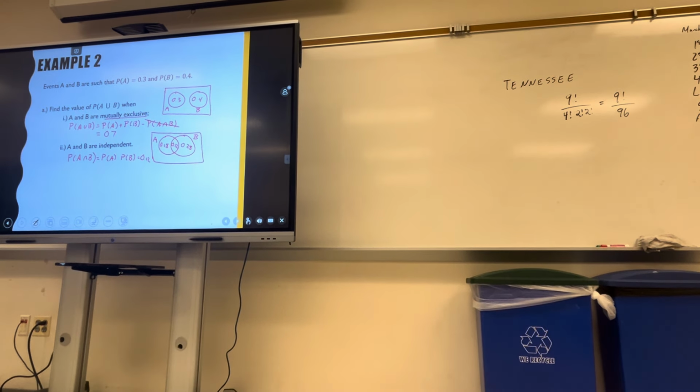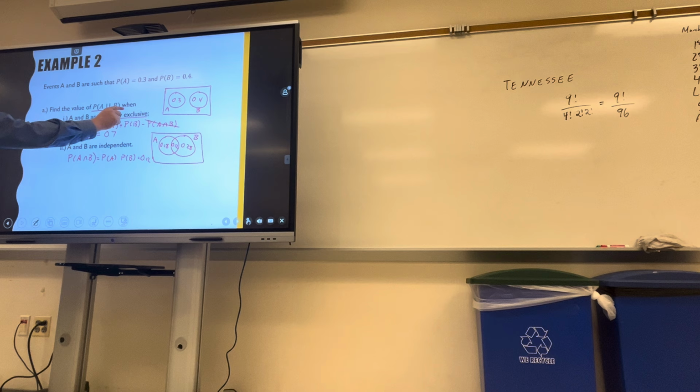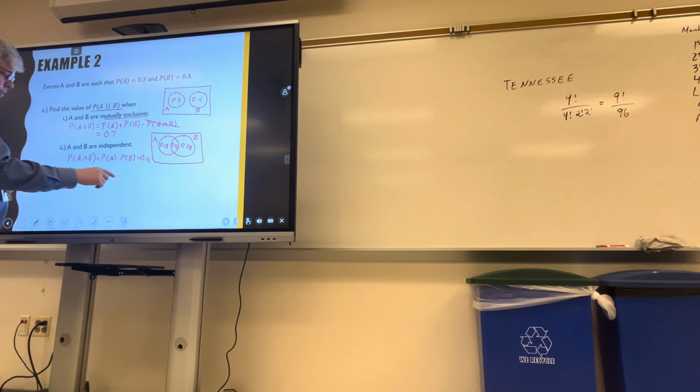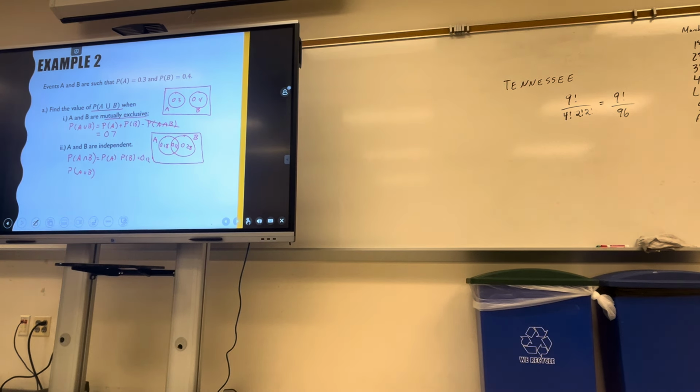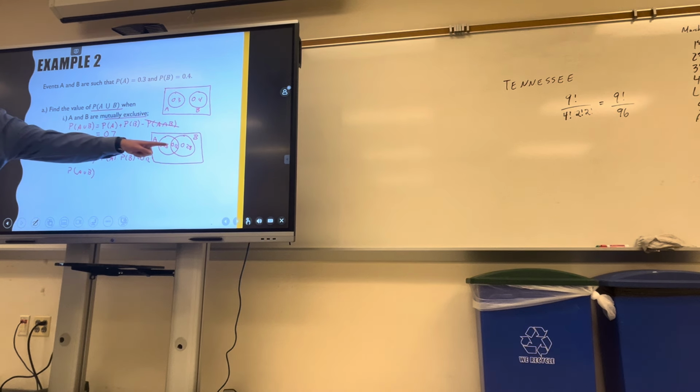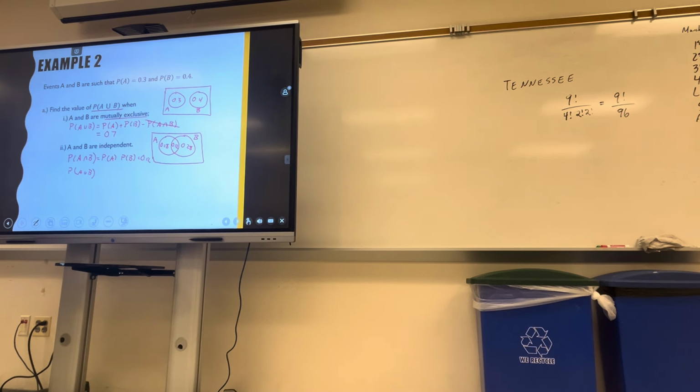Okay? And then the probability of A or B, that's what we're being asked to find. Okay, where is A or B in the diagram? This is A and B, right? What represents A or B?